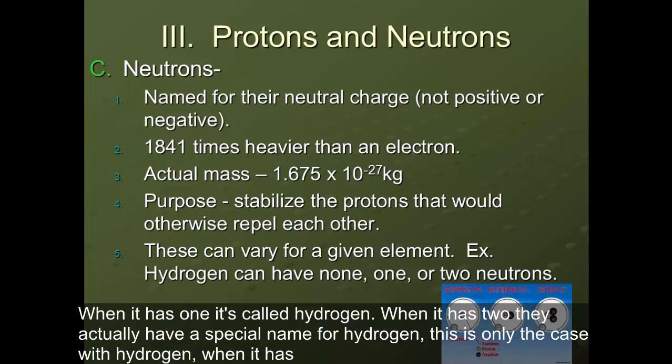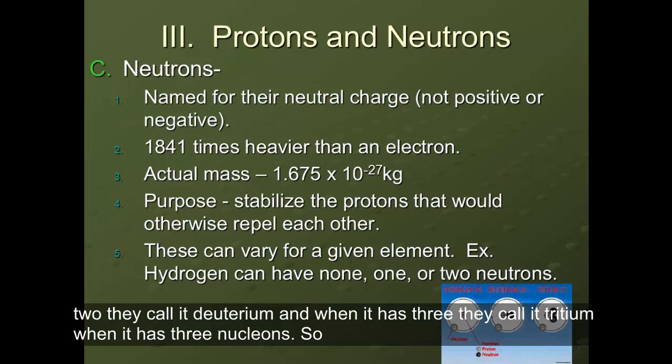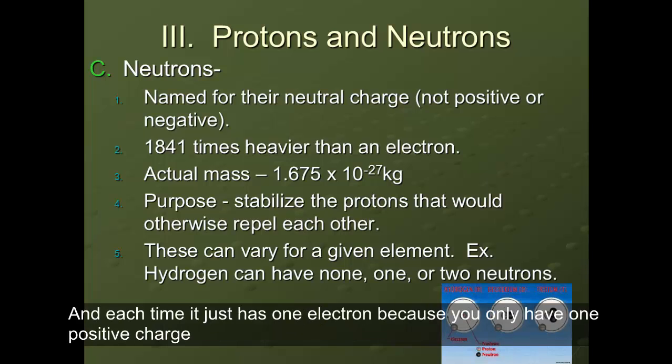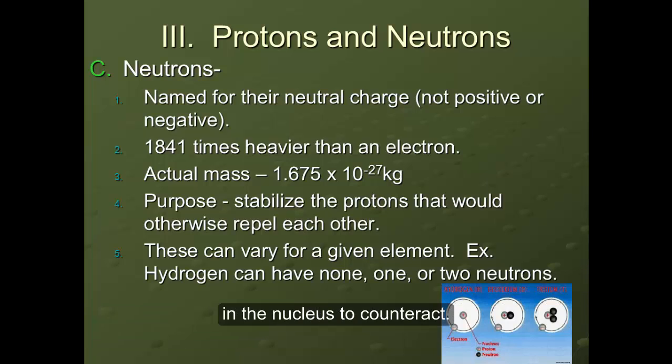When it has two, they actually have a special name for hydrogen. This is only the case with hydrogen. When it has two, they call it deuterium, and when it has three, they call it tritium, when it has three nucleons. So one nucleon is just going to be a proton, two is one proton, one neutron, and three is one proton and two neutrons. And each time it just has one electron because you only have one positive charge in the nucleus to counteract.